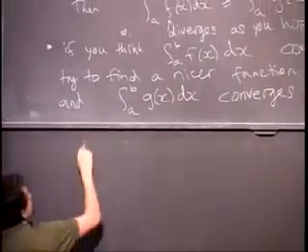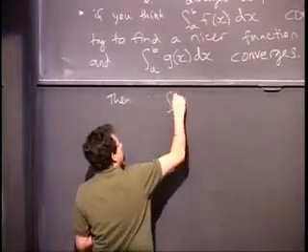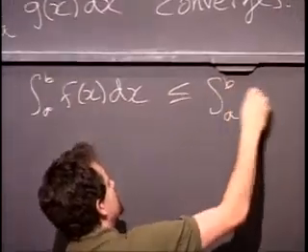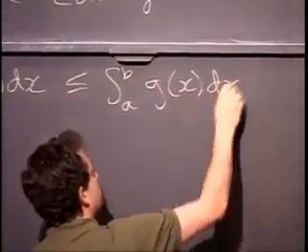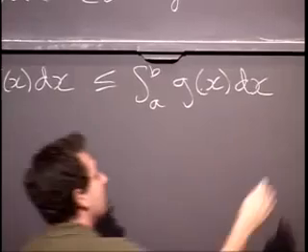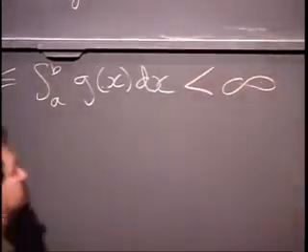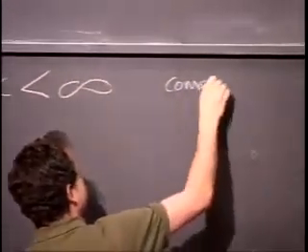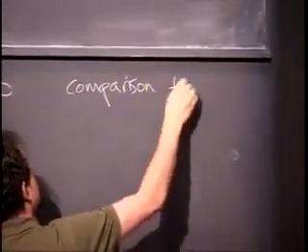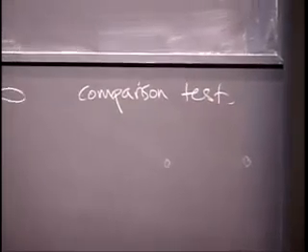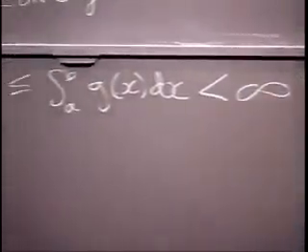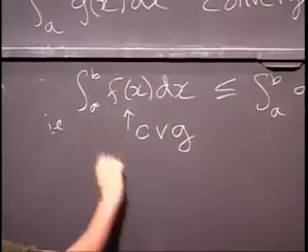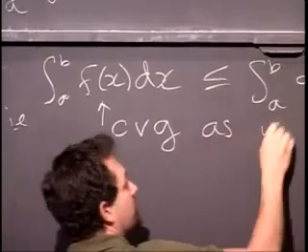Then the integral we want, f, is now less than or equal to the bigger integral G, since G is a bigger function. And that we know is finite. It converges. And again, you should use the words comparison test when you write down such a thing. I.e., this converges. So that converges as you hoped.